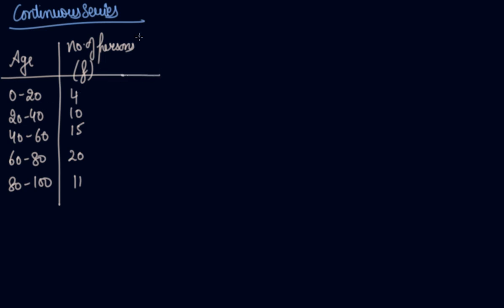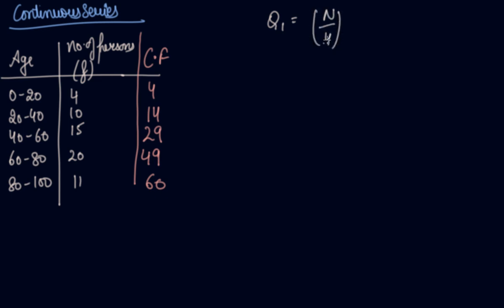Again, what we will do, we will find out the cumulative frequency. 4 plus 10, 14, 14 plus 15, 29, 29 plus 20, 49, 49 plus 11 is 60. Then we will find out the quartile 1. How we used to find out? Then n by 4th item. N is 60 divided by 4 is your 15th item.